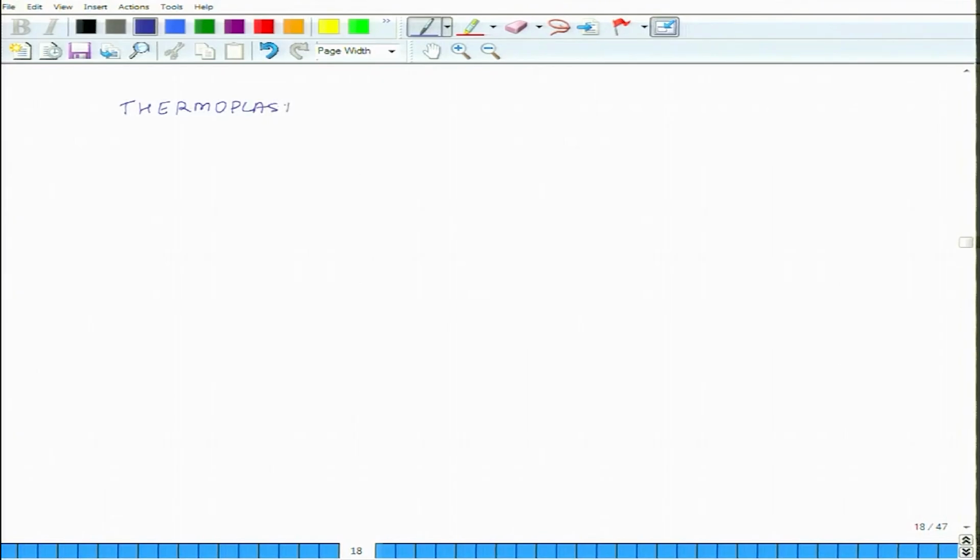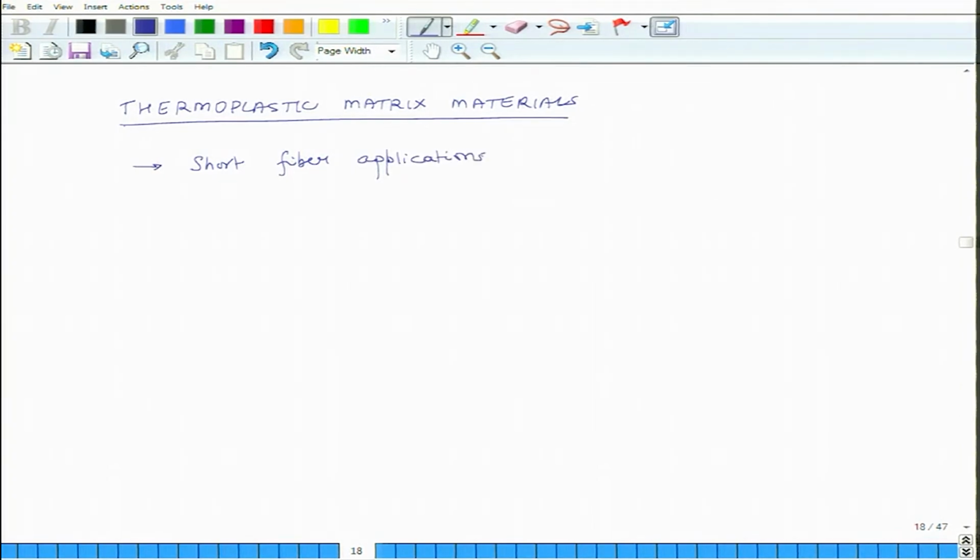Thermoplastic matrix materials. By and large, thermoplastic matrix materials are used when we have short fibers. So this is in general, whenever we have short fibers, we use thermoplastic matrix materials. Actually, maybe there is a better way of saying that.